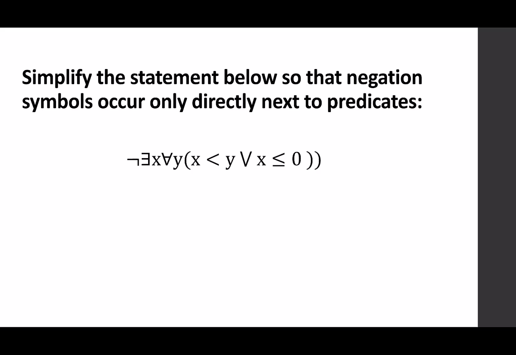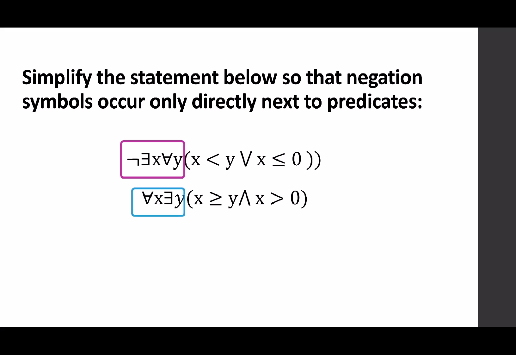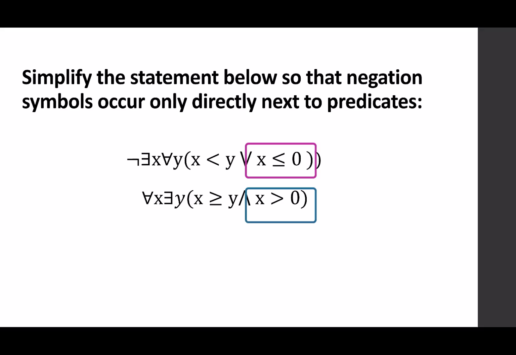Let's try that again with not there exists x, for every y, x is less than y, or x is less than or equal to 0. We first switch the quantifiers. We get for every x, there exists y. For the parentheses, we're using De Morgan's law. We're going to flip x is less than y to its negation, x is greater than or equal to y. Or switches to and, then x less than or equal to 0 flips to the negation x is greater than 0.